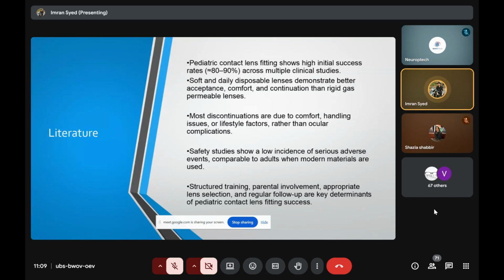So what does the literature say? The literature says that if you start contact lens practice at a very early age, there is a high success rate of around 80 to 90%. And comparatively, soft lenses are a better option than RGP lenses, because they have more comfort, and children are able to tolerate them much more easily than RGP lenses. The key for a successful contact lens fit is structured training, parental involvement, appropriate lens selection, and very regular follow-ups. These are the four things you have to be sure of if you want a high success ratio. Okay.